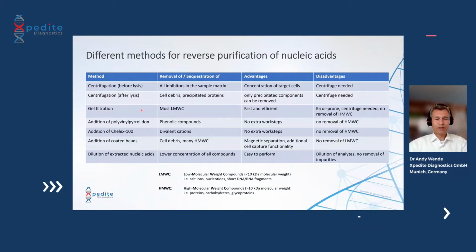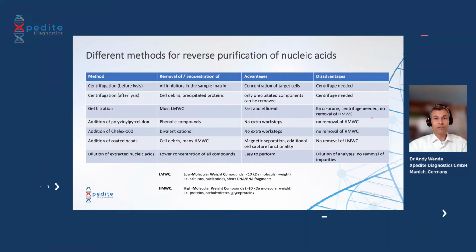Another quite nice method is the gel filtration. This works on removal of low molecular weight compounds. If you see here the legend, I have written down what I mean with that. It's basically all compounds that have a very small molecular weight and so molecule size. I usually set the cutoff at around 10 kilodalton. So low molecular weight compounds include salt ions, include nucleotides or oligonucleotides, so short nucleic acid fragments. Those kind of things, all small compounds. So advantage, it's very fast and efficient, absolutely.